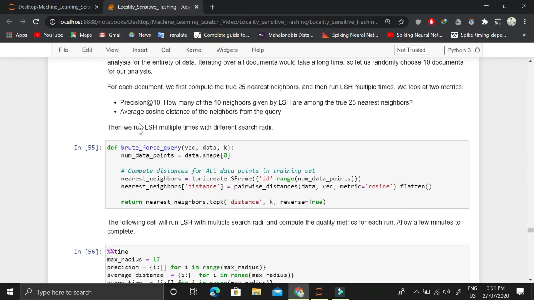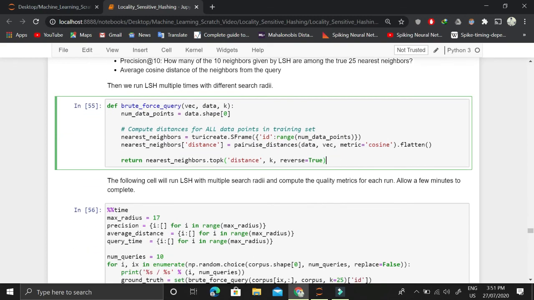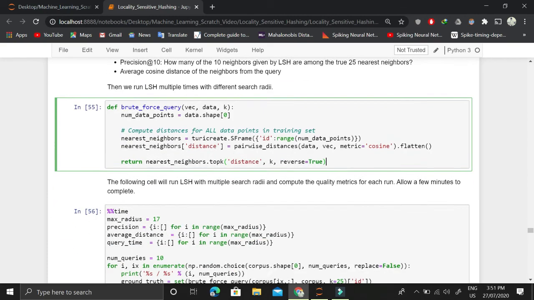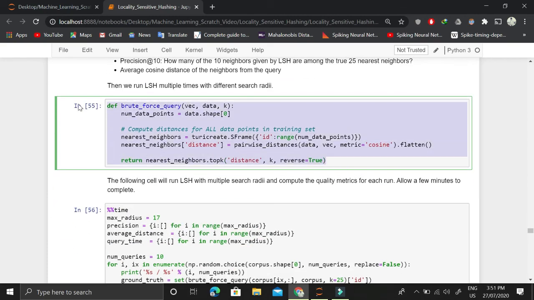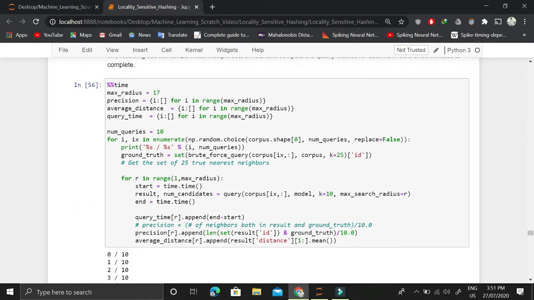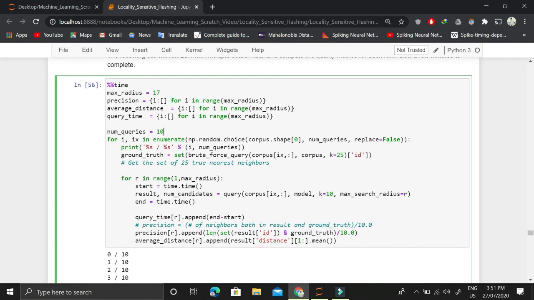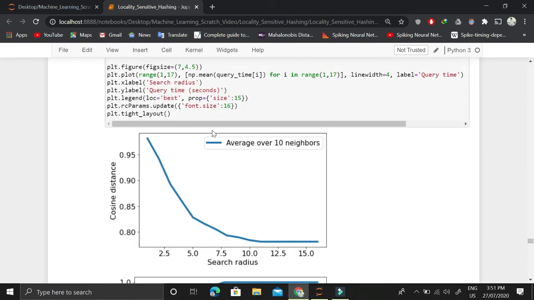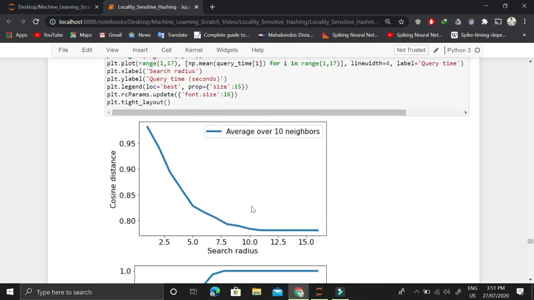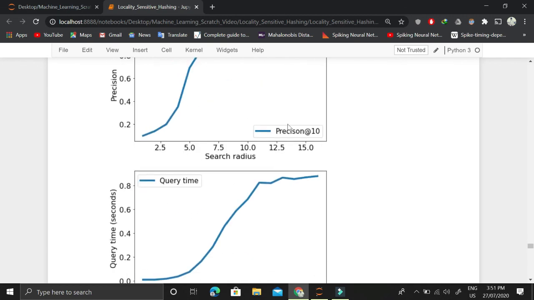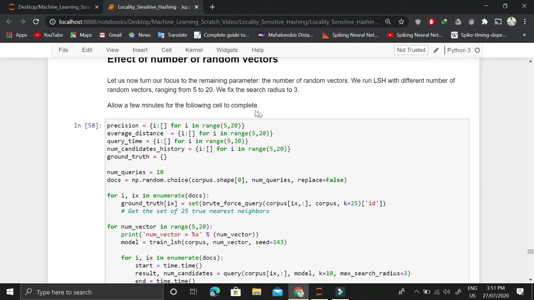Again, if we look at the brute force query, where we are looking at all the distances, we can also find out the difference between the accuracies of both the approximate nearest neighbor using locality sensitive hashing and this basic brute force nearest neighbor search. Then you look at the effect of maximum radius. This is how we do it, and by looking at this search radius, as I've already explained, the cosine distance decreases and precision increases, and the query time increases, and the same goes for random vectors.